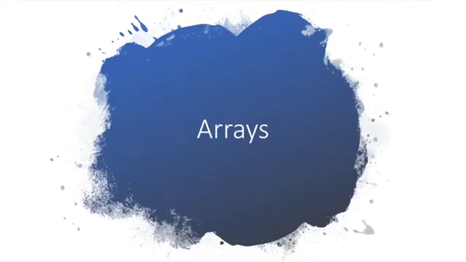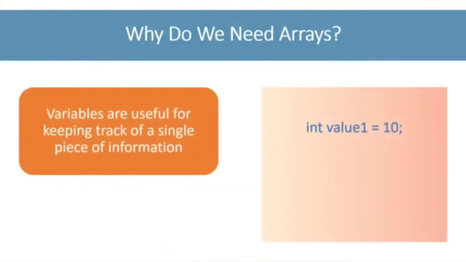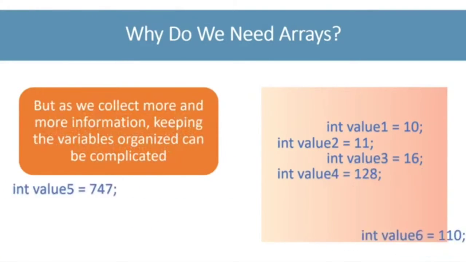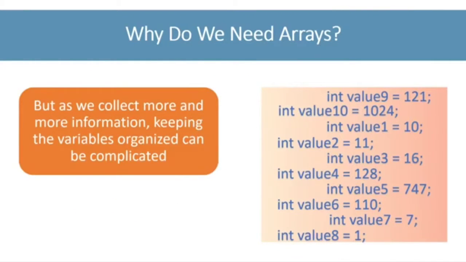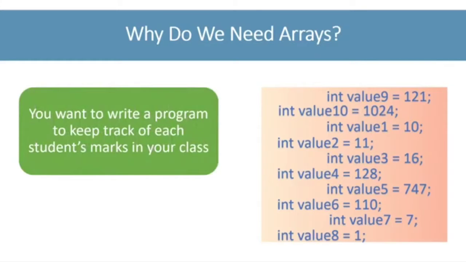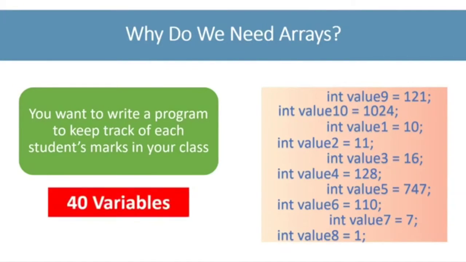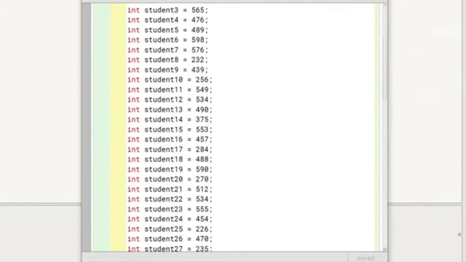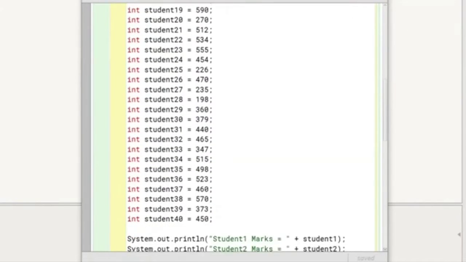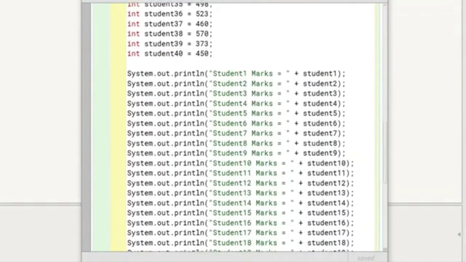Let's dive into arrays. Variables are useful for keeping track of a single piece of information. But as we collect more and more information, keeping variables organized can be complicated. For example, what if you wanted to write a program to keep track of each student's marks in your class? Assuming there are 40 students in the class, you need to create 40 variables in this program. Suppose with a lot of hard work, you created these 40 variables and completed your program.